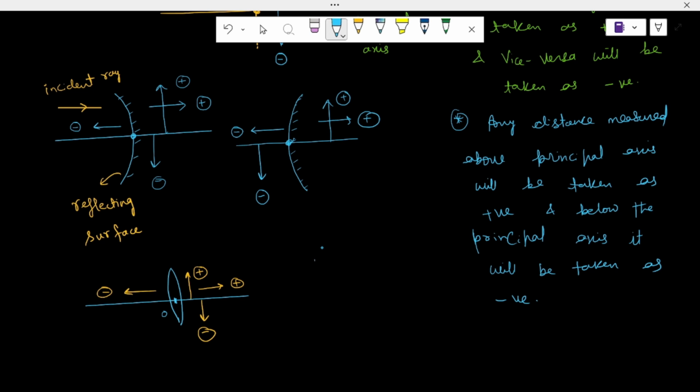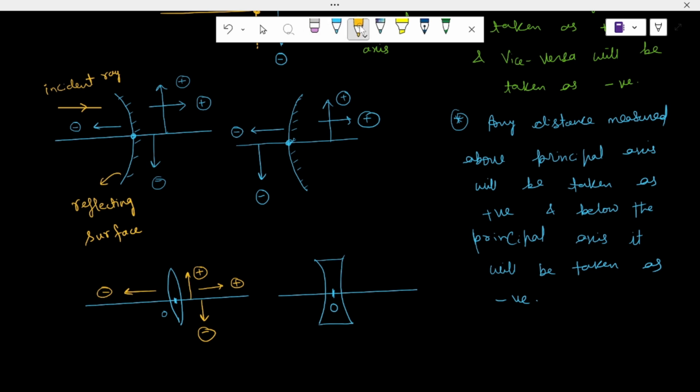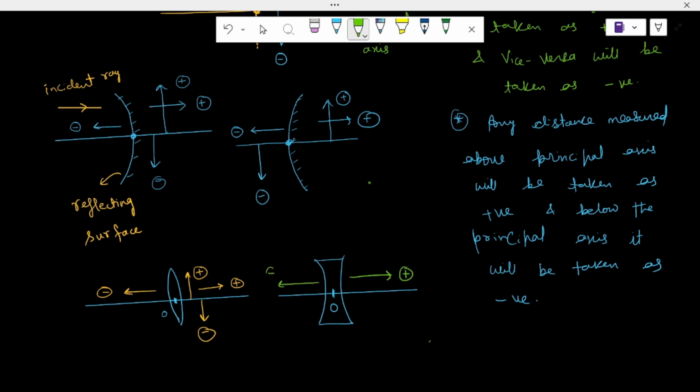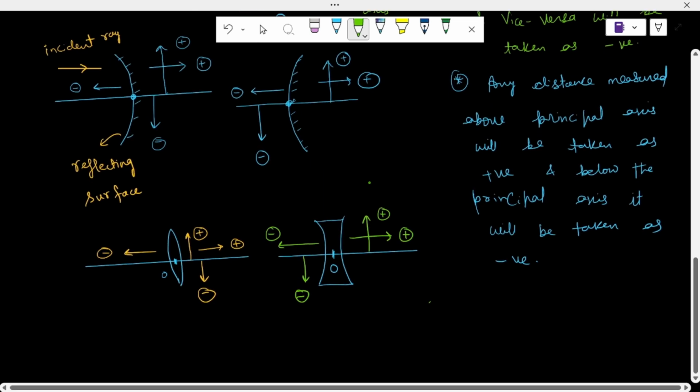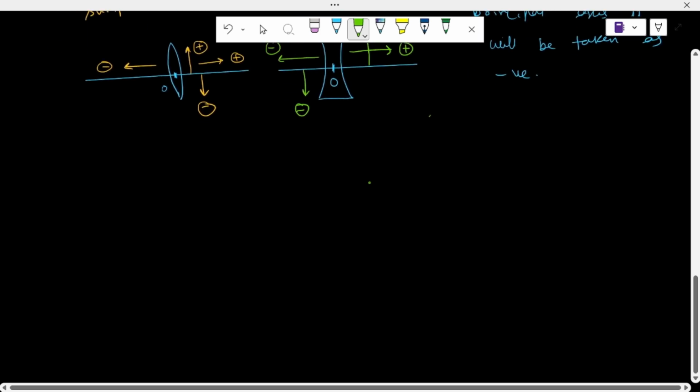Similarly for concave lens, again the same idea, this will be the optical center O. From the optical center, if you are measuring in this direction, positive, if you are measuring in this direction, negative. Above the principal axis, positive, below the principal axis, negative. Right? Now you will come to know, using the same idea, why focal length of certain mirrors are positive and certain mirrors are negative.